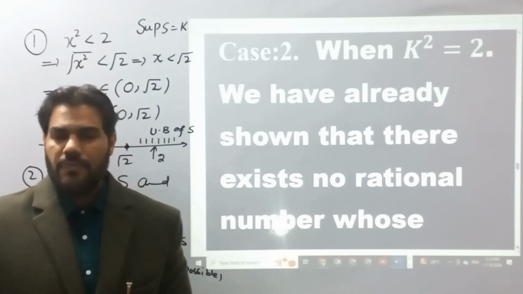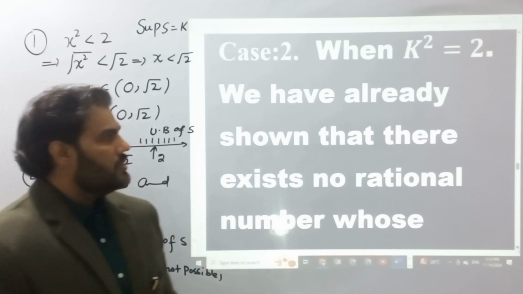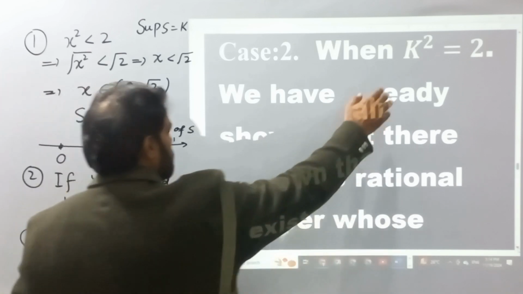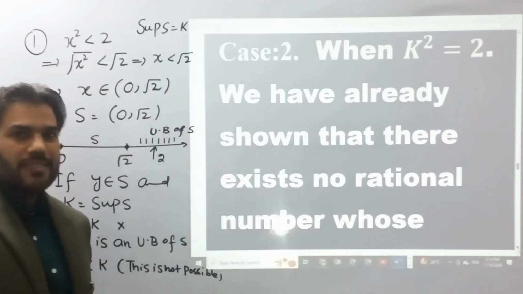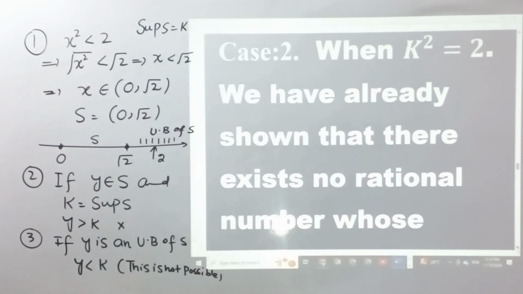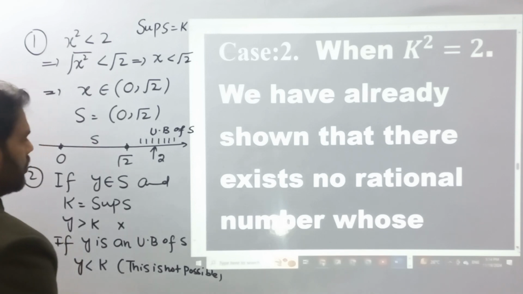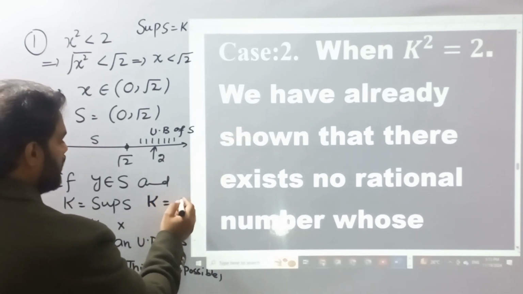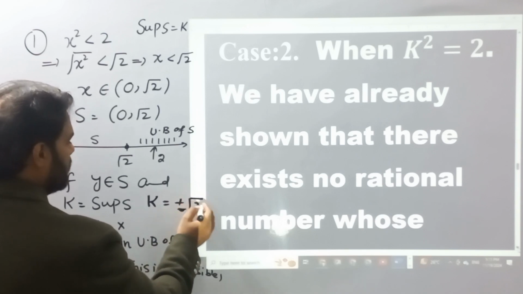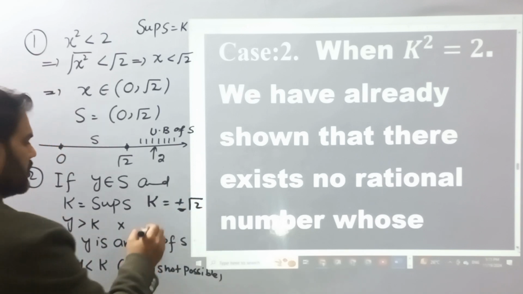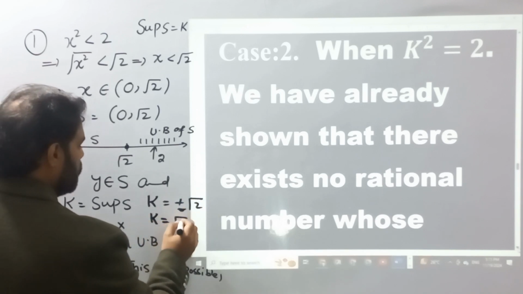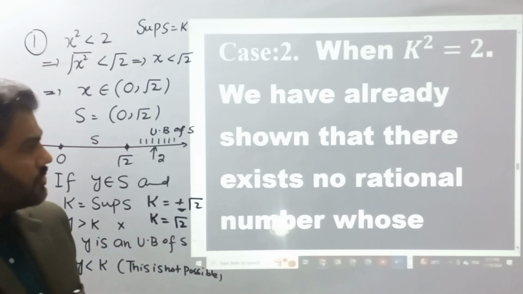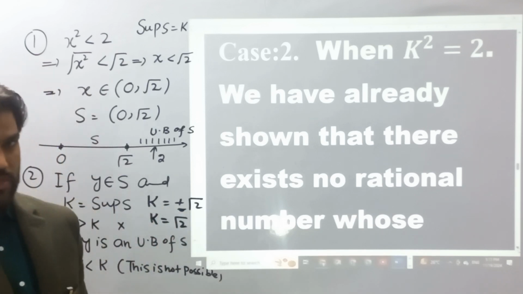In the second case, when k square is equal to 2, if you solve this equation k square equal to 2, and k is a positive number, you have only one possibility. By taking square root on both sides, we get k is equal to plus minus square root 2, but k is positive here. So there is only one possibility, k is equal to square root 2. Square root 2, you know, is an irrational number. So this case is clearly not possible.